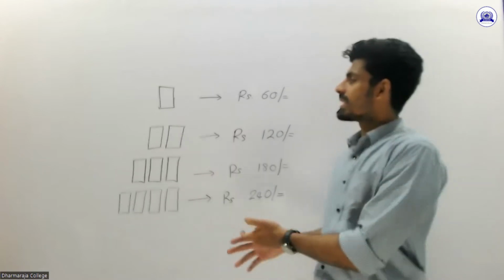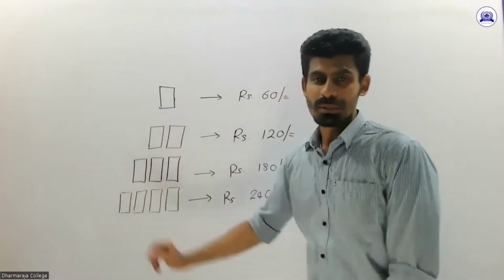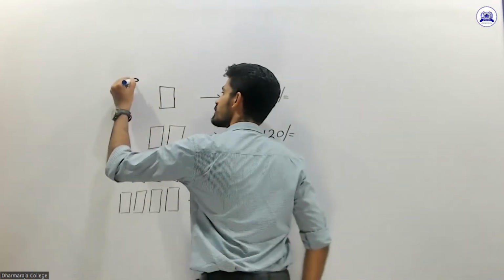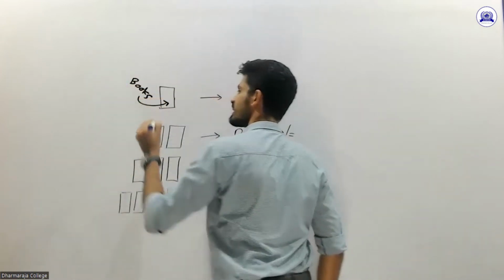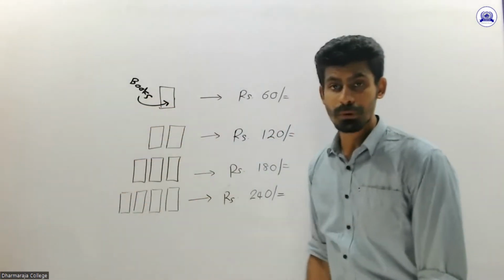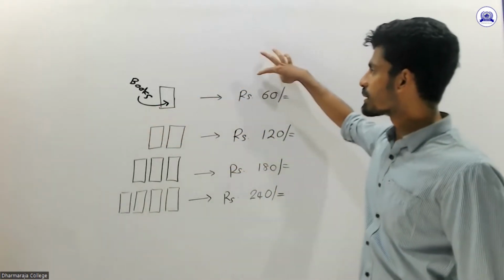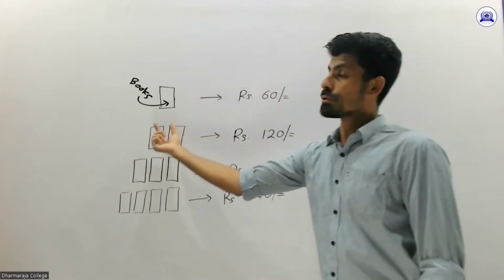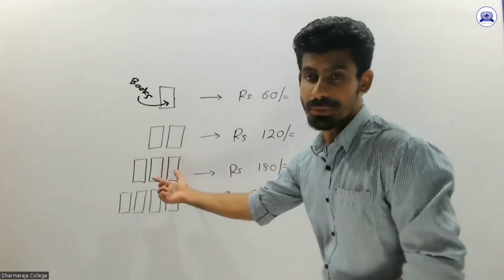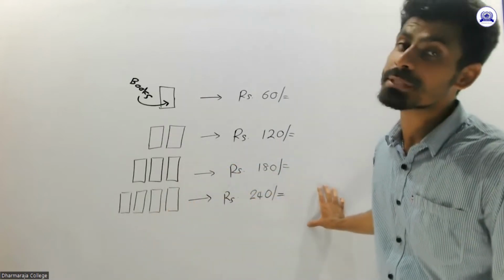Just consider this very simple example. Imagine these are books: one book, two books, three books, and four books. I have mentioned the price here. One book equals 60 rupees. Two books, 120 rupees. Three books, 180 rupees. Four books, 240 rupees.